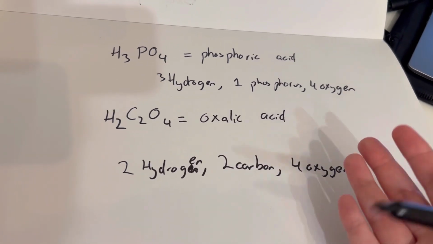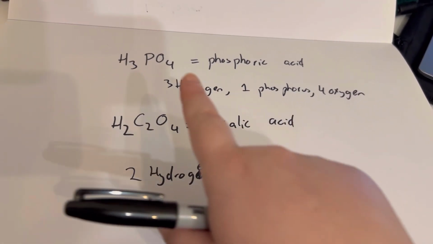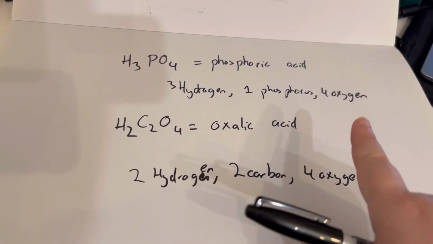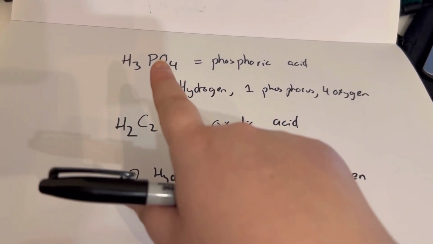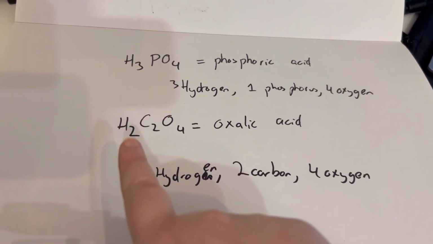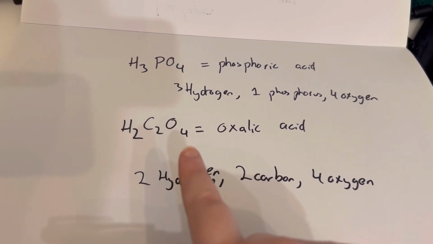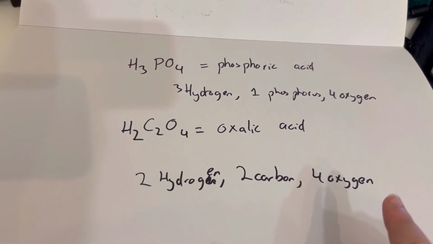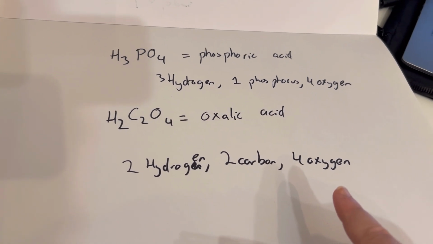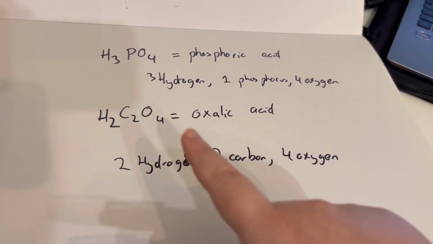So this should be your answer. With phosphoric acid, there are 3 hydrogens, so that's H3, 1 phosphorus because it's just the P by itself, and 4 oxygen because the 4 is attached to the O there. For oxalic acid, you should have 2 hydrogen, H2, 2 carbon, C2, and 4 oxygen, O4. Okay, you need to be able to do this. I'm sure you all can. I have full faith in all of your abilities to read and write and count.